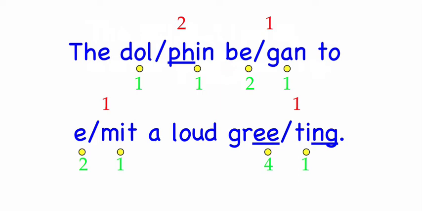Sentence 5. The children began to retreat from the rodents. The children began to retreat from the rodents. The children, chil, three sounds: Ch, I, L. Dren, four sounds: D, R, E, N. Children.